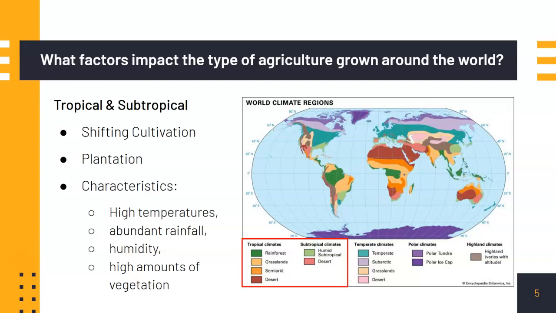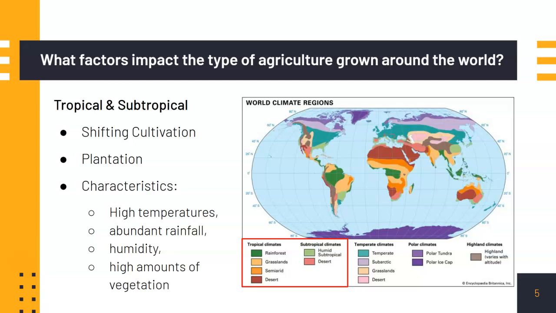This type of agriculture is well suited to the nutrient-poor soils commonly found in rainforests because the ash from the burned vegetation temporarily enriches the soil. However, shifting cultivation is labor-intensive and requires large tracts of land to accommodate the rotational system.